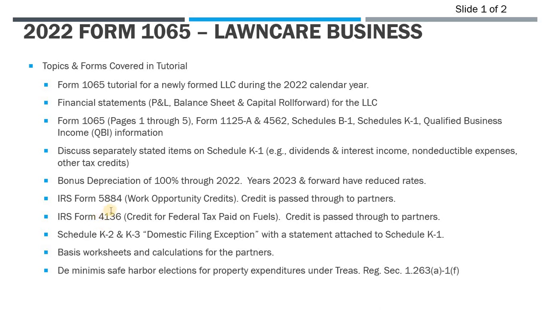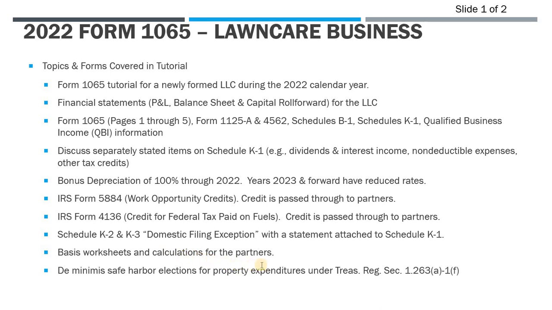Talking about some tax credits. So Form 5884, the work opportunity tax credit, we'll talk about that, see how that's calculated and passed on to the partners. And Form 4136, credit for federal taxes paid on fuels. Very important in these types of sectors because we obviously spend a lot of money on gasoline and fuel that's used for off-highway use. And so you might be eligible for a credit there.